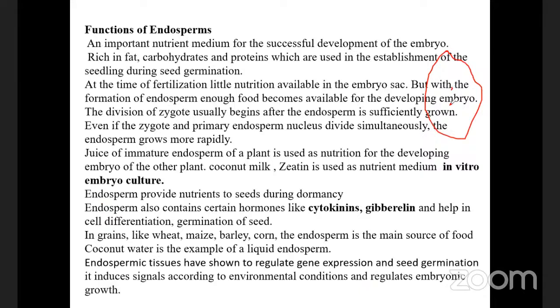But with the formation of the endosperm, this endosperm division is taking place. This endosperm has enough source of food, so that it supplies the nutrition to the embryo for the maturation, for the development of the embryo, and also up to the seedling of the seed.